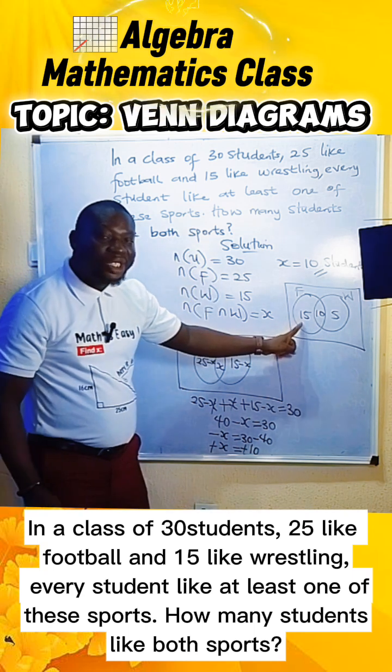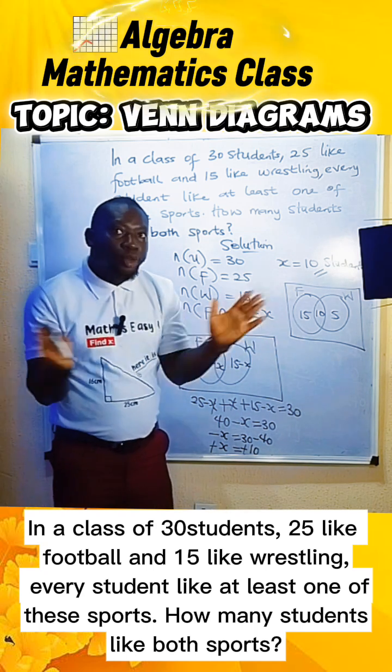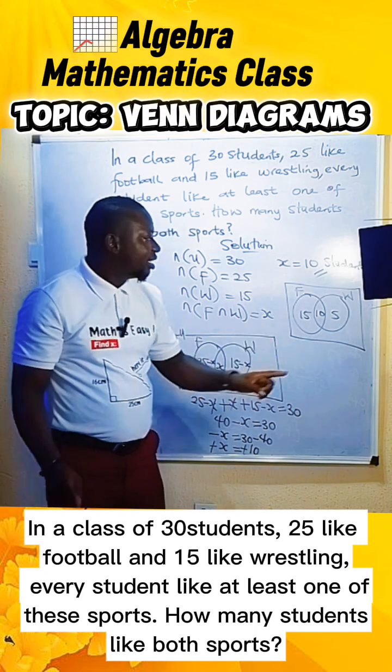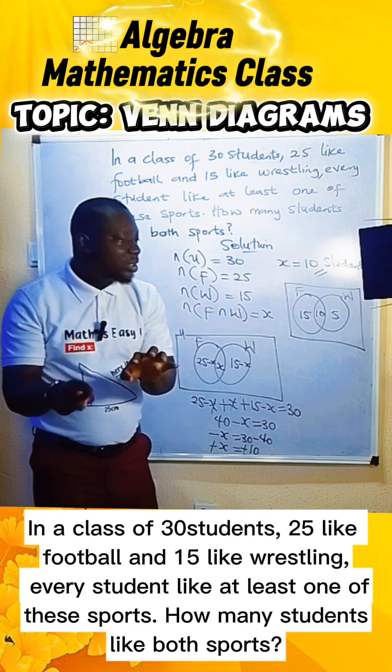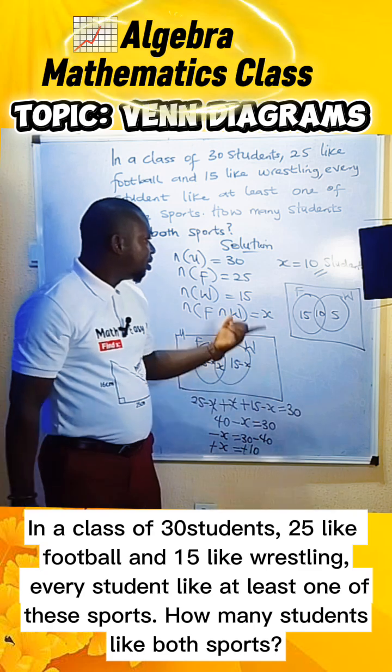Yeah. That is, those that like football only is 15. Those that like both sports, they like football, they like wrestling, 10. While those that like wrestling only is 5. If you add everything, you get 30.